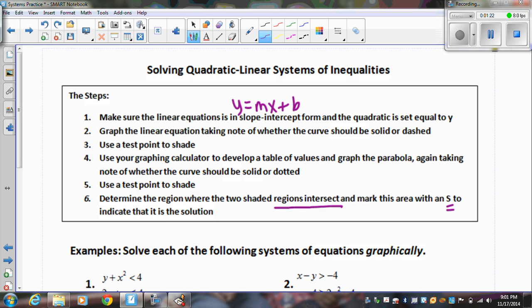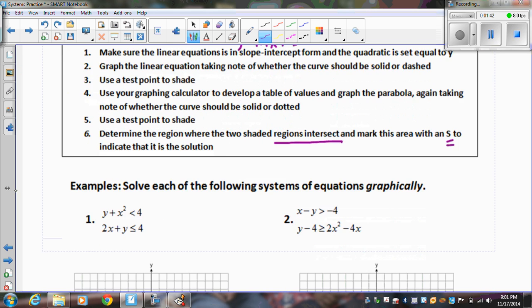Please remember that there is not just one solution for a system of equations, but many. They're all of the points that make up the ordered pairs within the double shaded region area. There are actually infinitely many solutions to a system of equations.